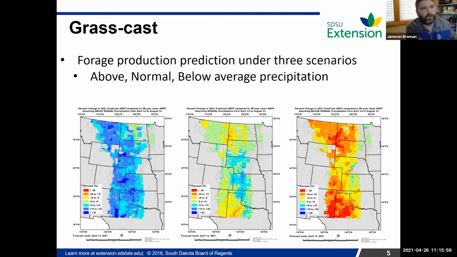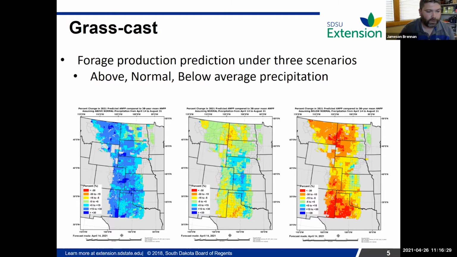Now, another tool that was developed by the USDA out of Fort Collins is GrassCast. And this is a forage production prediction under 3 different scenarios. And so they used about 40-year average annual production to make these maps and predictions at the county level. And so our 3 scenarios are from this date forward, if we get above annual average precipitation, here's what we would expect, above or below normal in terms of forage production.